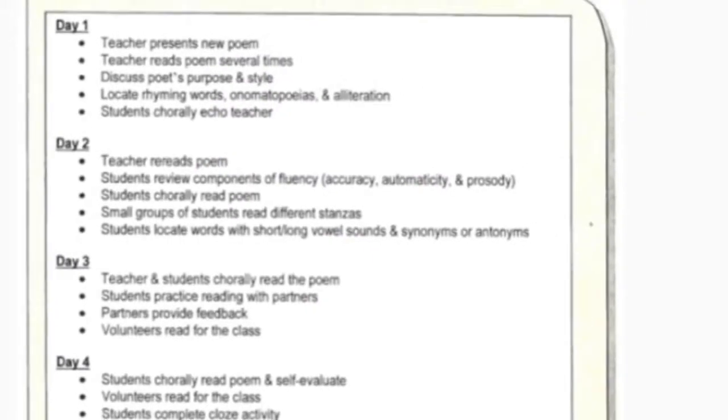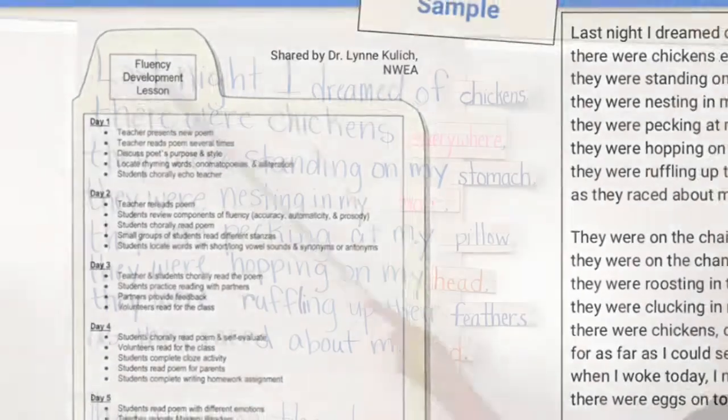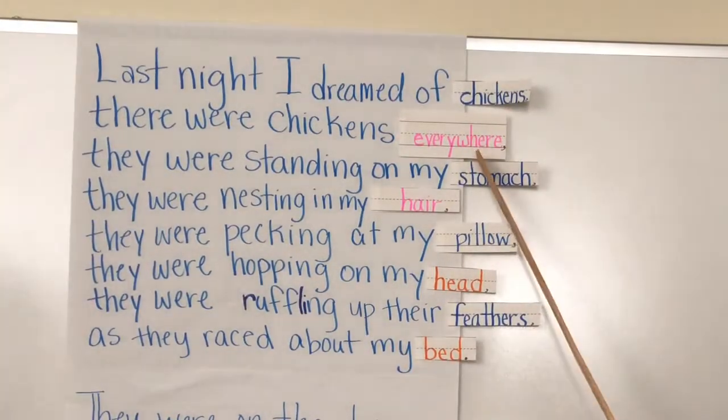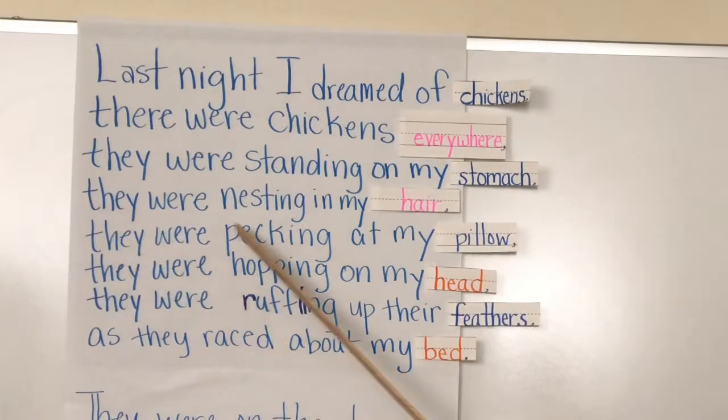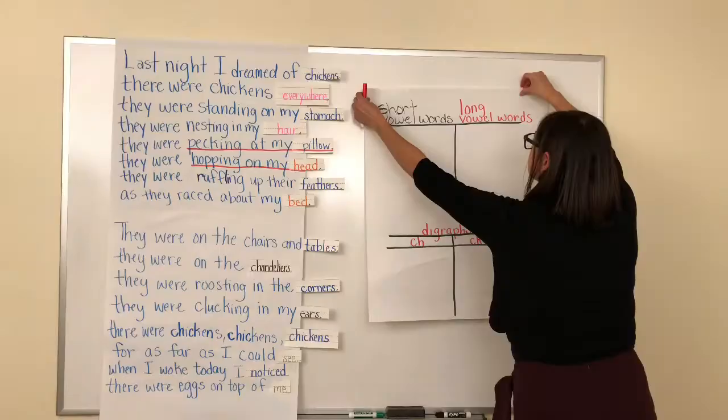On day 2, the teacher rereads the poem. Students review components of fluency such as accuracy, automaticity, and prosody. The students chorally read the poem. Small groups of students read different stanzas.